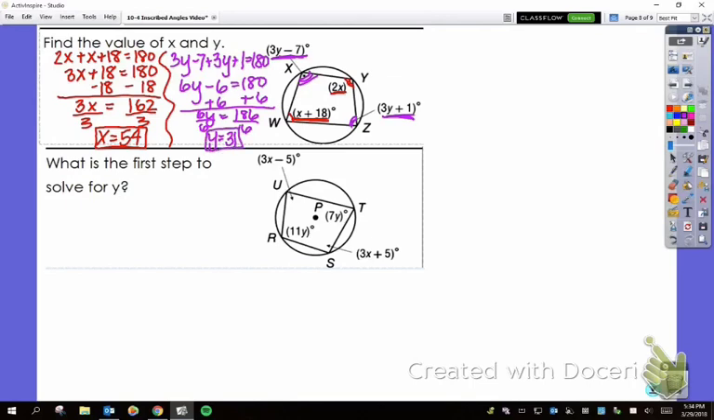Okay, so last example, let's just solve for y on this last one real quick. We've got 11y and we've got 7y. Those are opposite angles, so we can say 11y plus 7y equals 180. Got 18y equals 180. And divide by 18 and you get y equals 10.